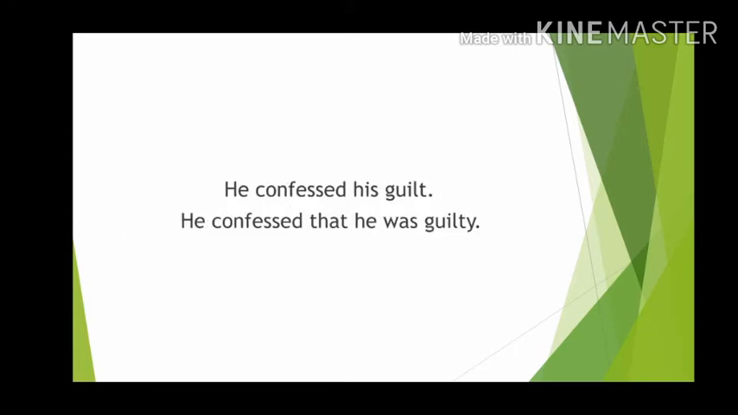He confessed his guilt. Guilt is the noun. When we change it into a complex sentence: he confessed that he was guilty. You have to see the verb in the sentence. In the first part, you see in which tense the sentence is given. Confessed is past tense, so you have to use he was guilty. Was plus the adjective form of the verb.